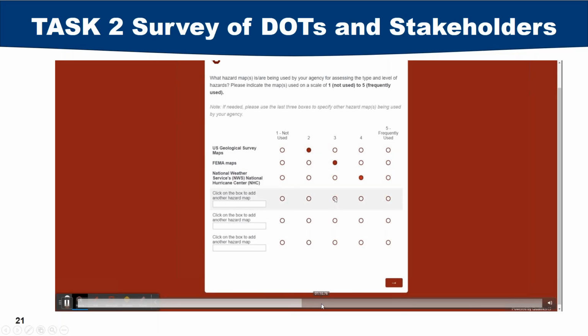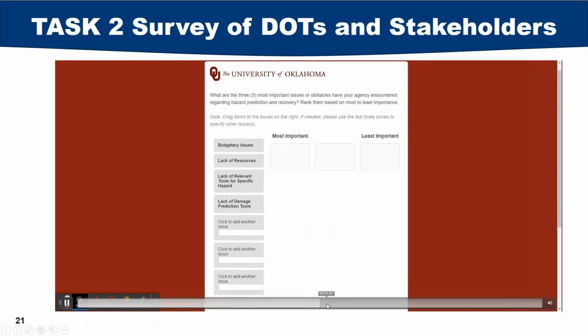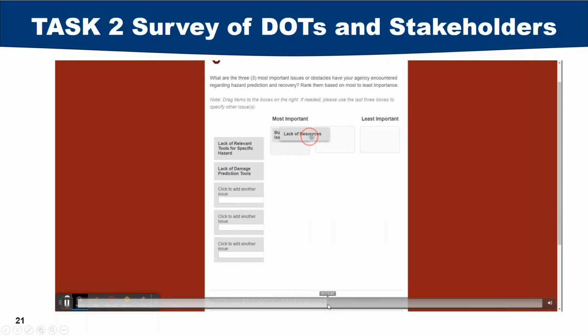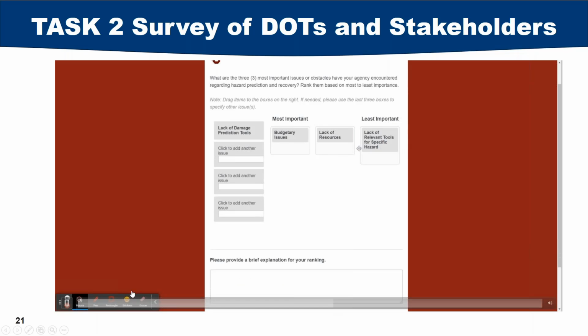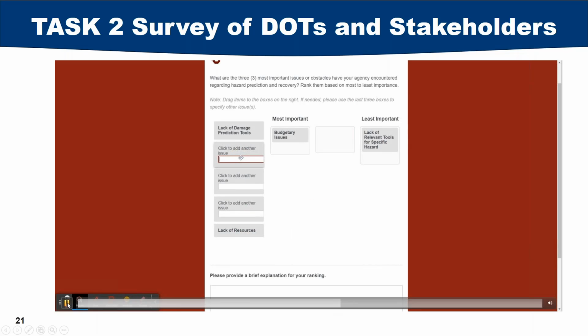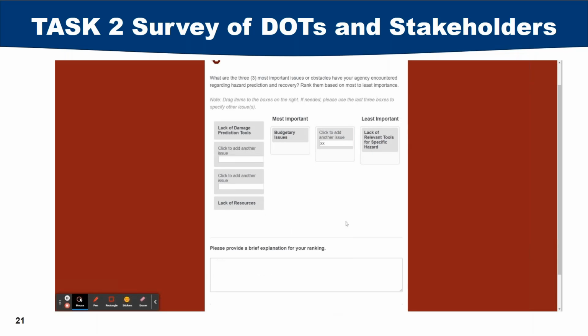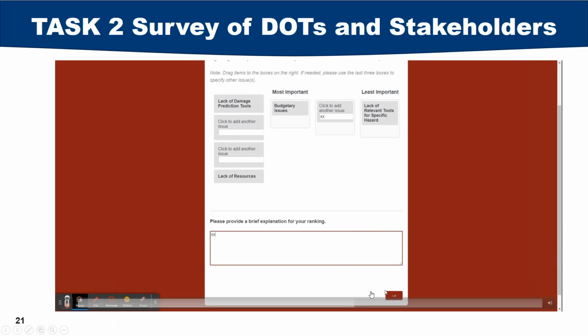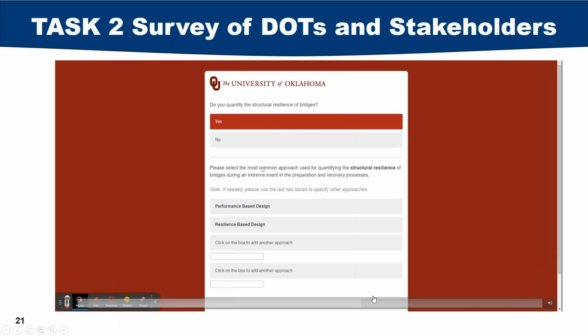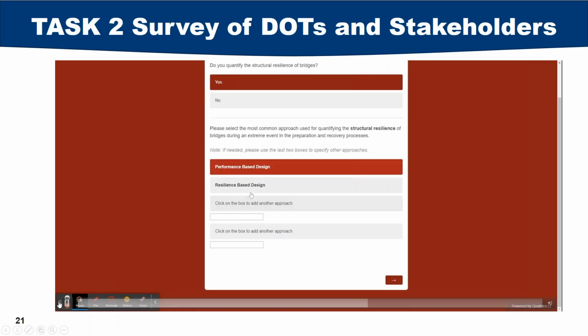Question 5, I'm not going to go over all the questions, but just to give you an overview of what type of questions we're asking. And as was shown there, I think it is a fairly friendly way of answering this survey. So question 5 relates to hazard maps.